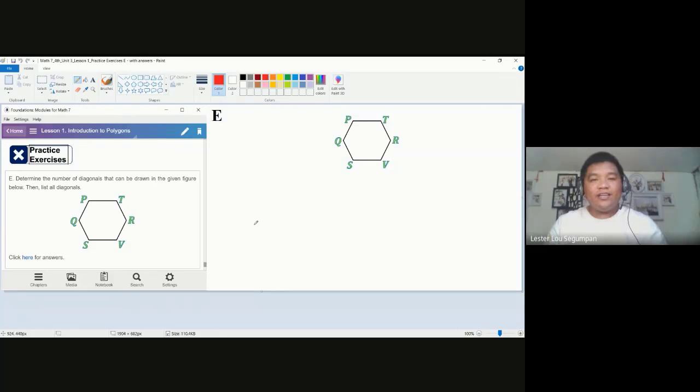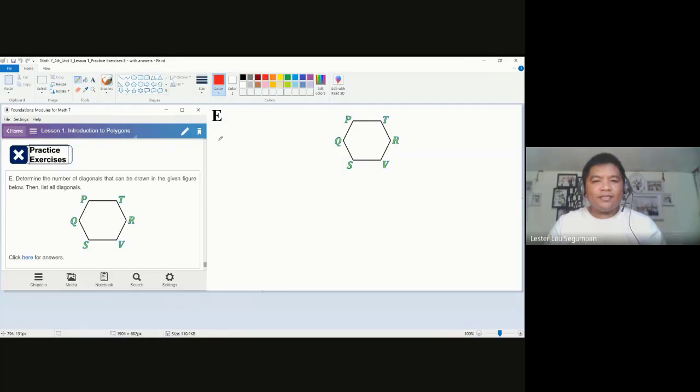Let us try to plot all the diagonals of this given polygon here, and let us try to name each one of them. Take note that a diagonal is a line segment connecting any two non-consecutive vertices. For this given figure, specifically a hexagon, we can draw diagonals here. But how many are they?